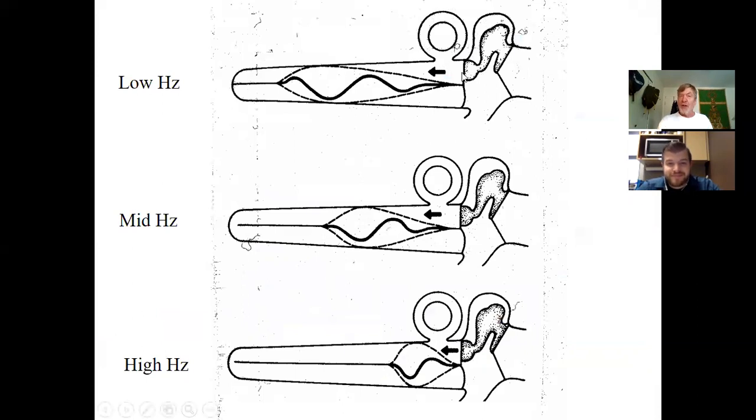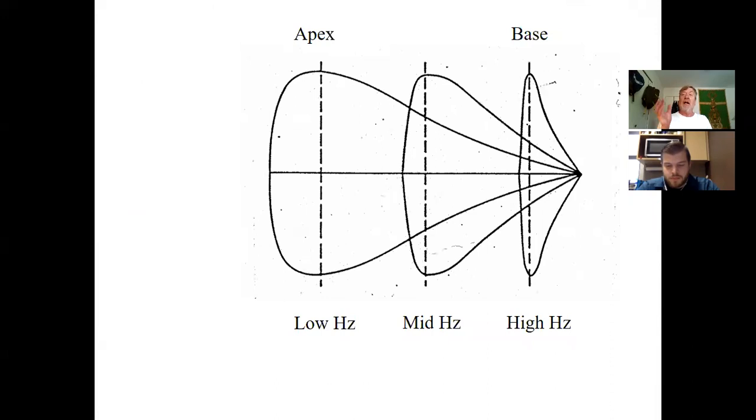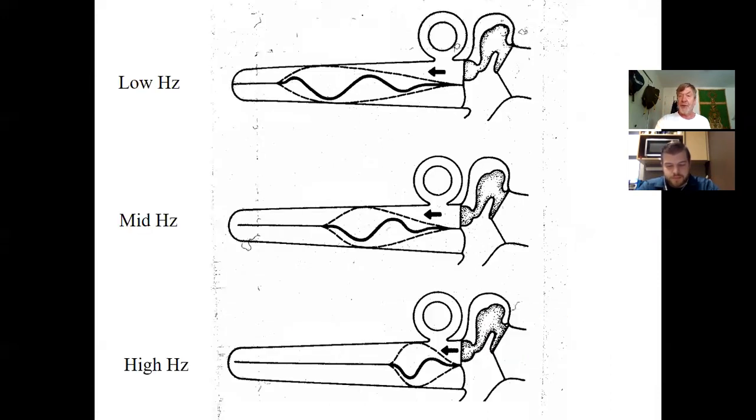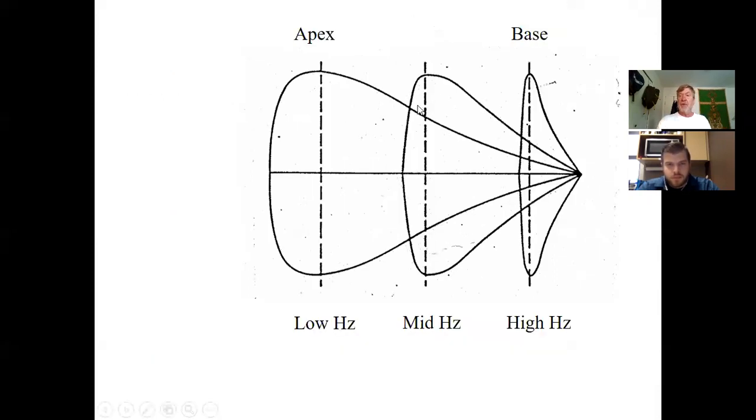Anyway, a low frequency sound makes a low frequency traveling wave. A mid-frequency sound makes the traveling wave stop here. A high-frequency sound makes the traveling wave stop here. But either way, the shape of the wave envelope is asymmetrical. Highlighted again in this slide, and these are showing you the wave envelopes. All this slide here is showing you is these dotted lines here. So if you follow the shape of these dotted lines, you're looking here now.